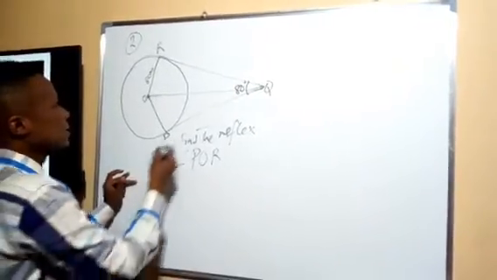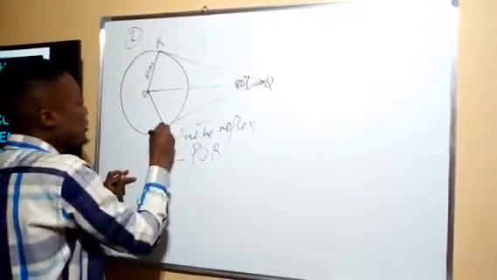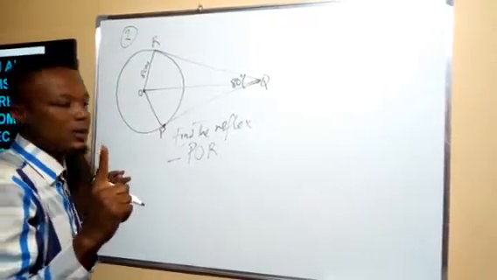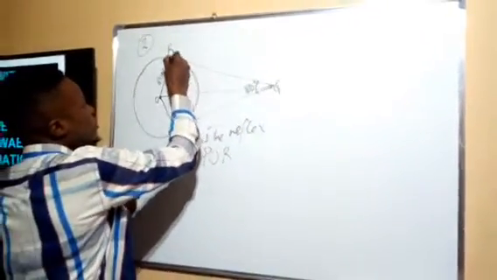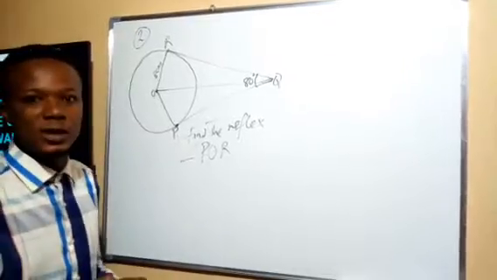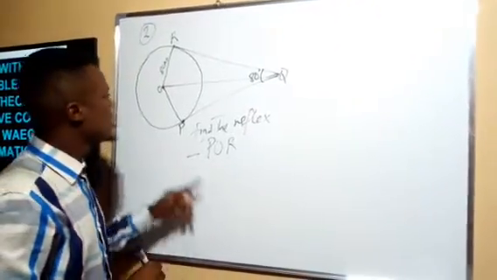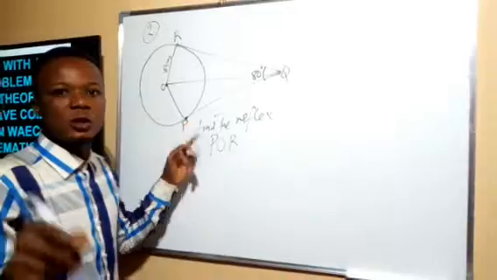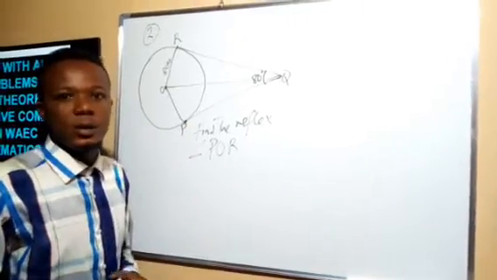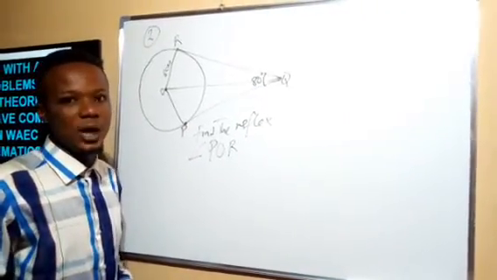But you know that this line is touching the circumference of a circle exactly at one point, and this line also is touching the circumference of a circle exactly at a point. Now, any line touching the circumference of a circle exactly at a point is known as a tangent to the circle.